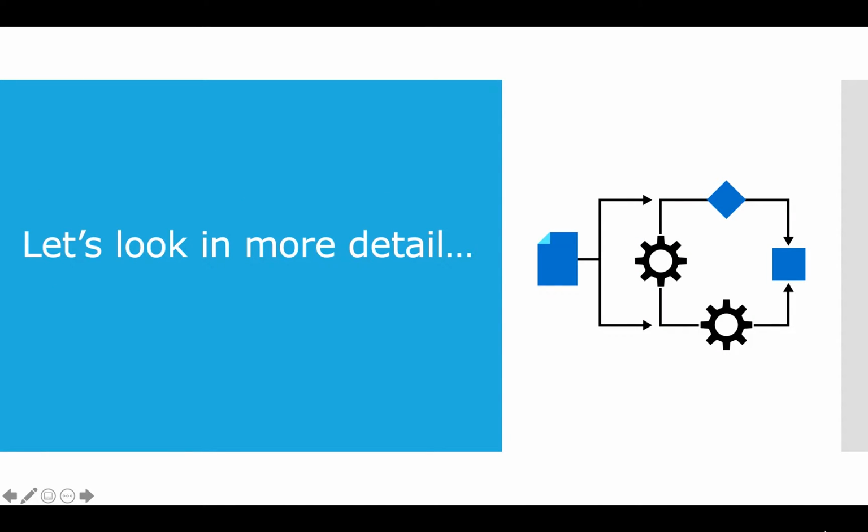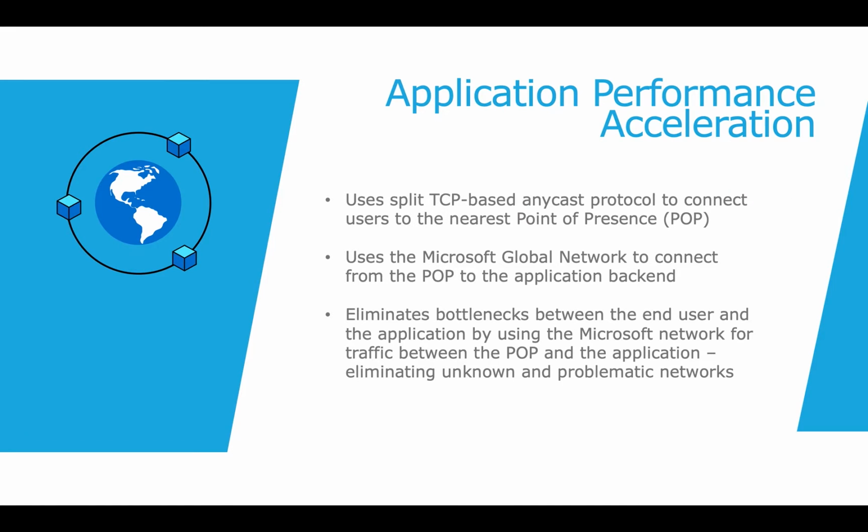So let's take a look at those features in more detail now. Starting with application performance acceleration, which uses split TCP-based Anycast protocol to connect users to the nearest point of presence. It uses the Microsoft Global Network to connect from the point of presence to the application backend. So this eliminates bottlenecks between the end user and the application.